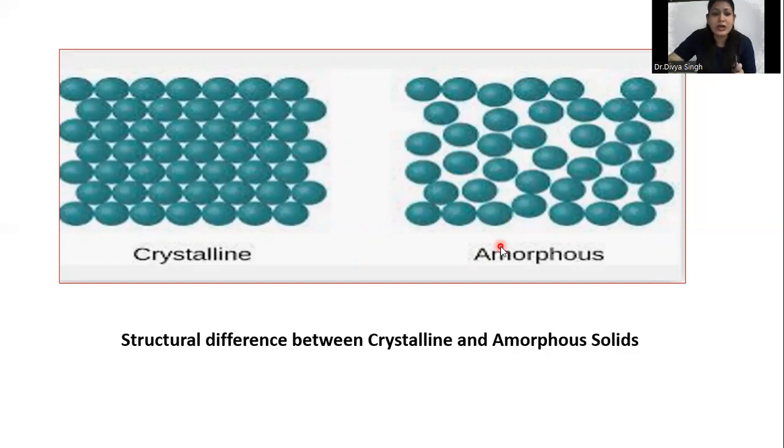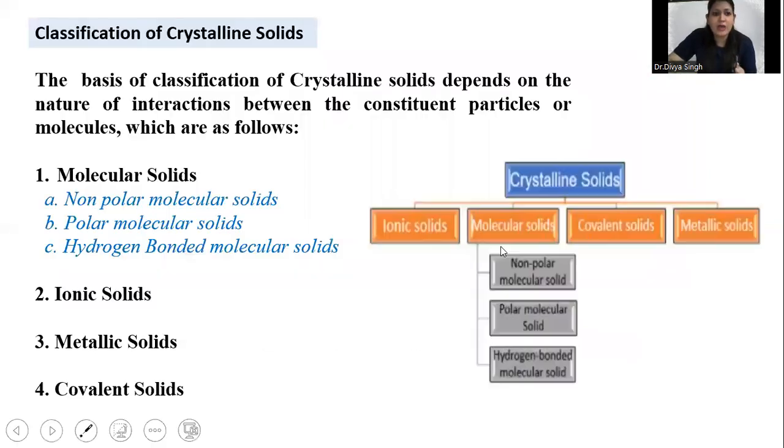Now let us go into the classification of crystalline solids. How are solids classified with respect to crystalline structure? There must be some basis on which these crystalline solids are divided. Depending upon the interaction of the particles or molecules present within that crystalline solid, and how they are interacting within that solid, they are divided into 4 categories.